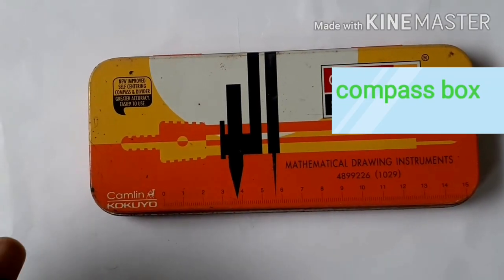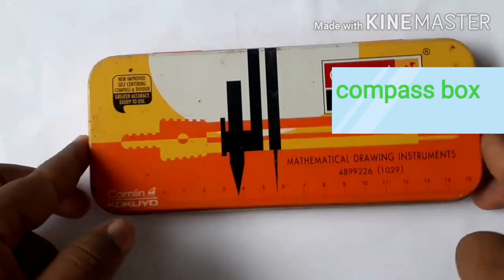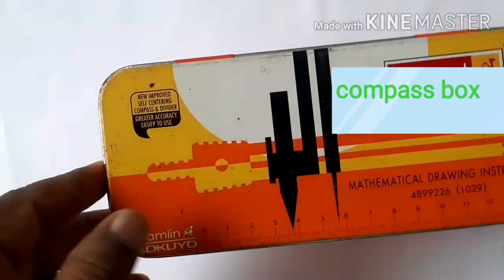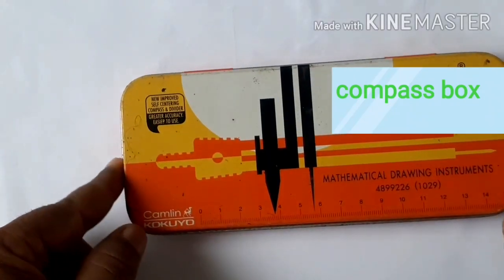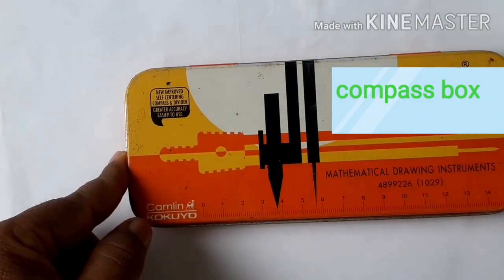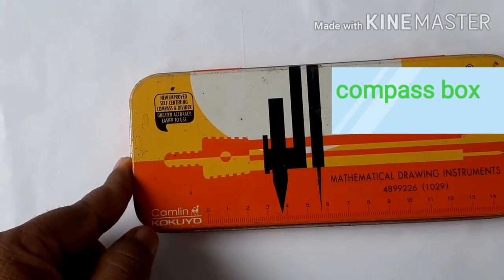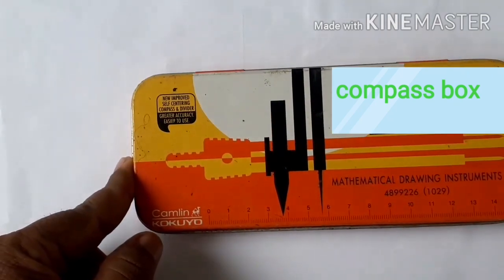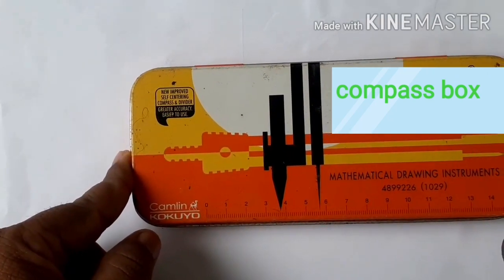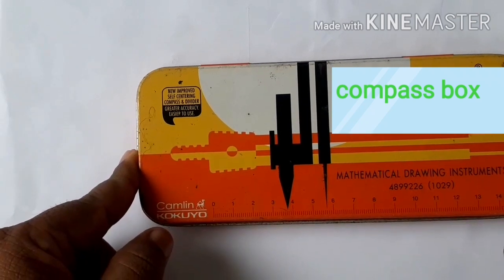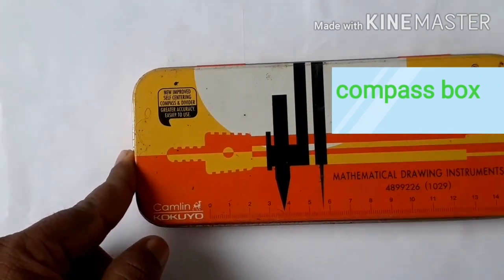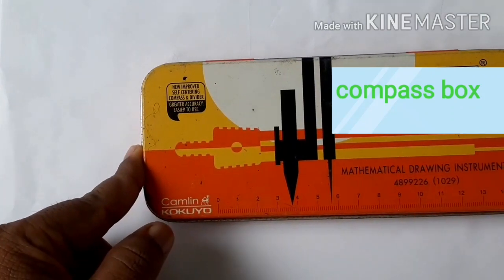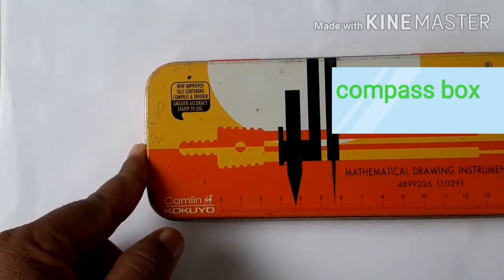Hello students, today we are going to know about this compass box. For geometrical constructions, we need this compass box. Without this compass box, we cannot draw figures. So, compass box is our best friend in mathematics. Today, we are going to know about this compass box. So, what is there? Which instruments are there in this compass box?